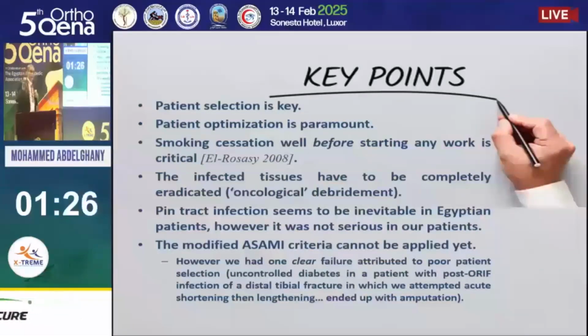However, we had a clear failure. We attributed it to our selection of the patient because she had infection after open reduction internal fixation of the distal tibial fracture, and we attempted acute shortening with lengthening, and she ended up with amputation. This is our only failure, I think.